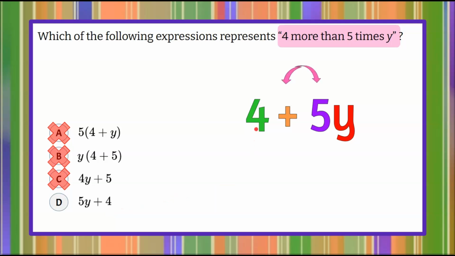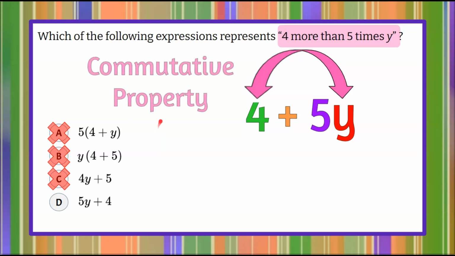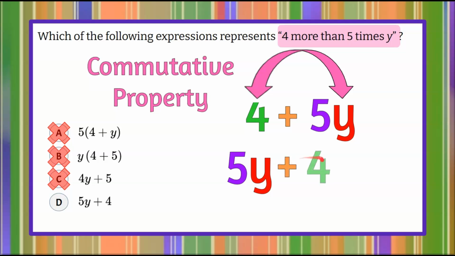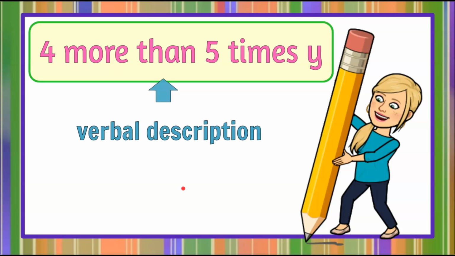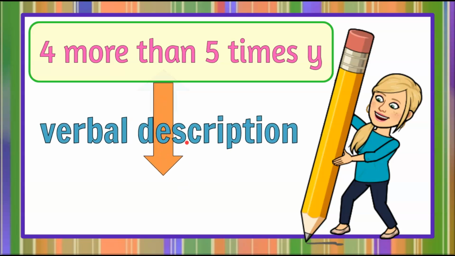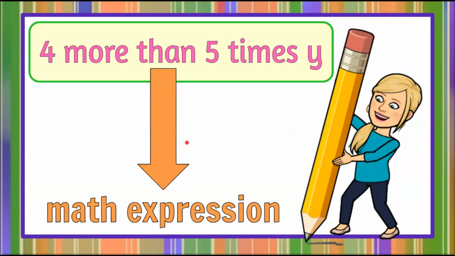So we need to understand that these are reversed in our answer choice, and that is okay because the commutative property of addition says the order in which you add 2 values does not matter. So we can reverse the order and say 5y add 4, which gives us our answer choice D. So 4 more than 5 times y is equivalent to the mathematical expression 5y add 4. And that is how you take a verbal description and write it as a math expression.